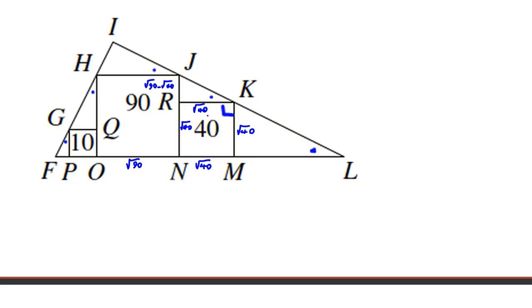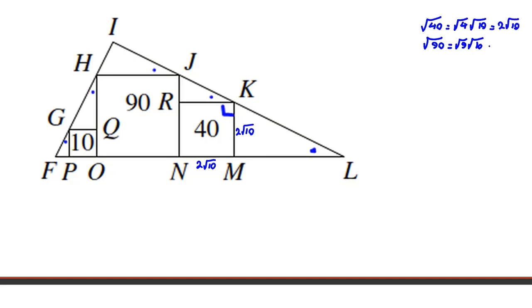Because all of them have root 10, let's write all of them in terms of root 10. Square root of 40 is 2 root 10. 90 is the square root of 9 times the square root of 10, so square root of 9 is 3, which gives 3 root 10. Like square root of 40 equals square root of 4 times square root of 10, and square root of 4 is 2, so 2 root 10. So this part is 3 root 10. This part is 2 root 10 because of 40. The whole part 3 root 10 minus 2 root 10 leaves root 10. Here we have 2 root 10.